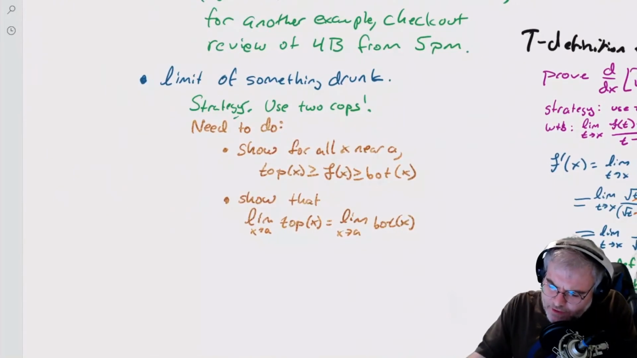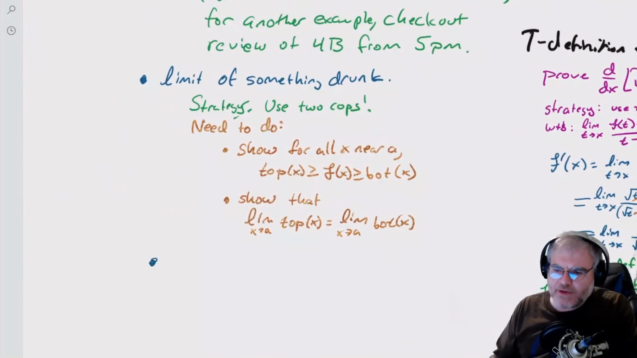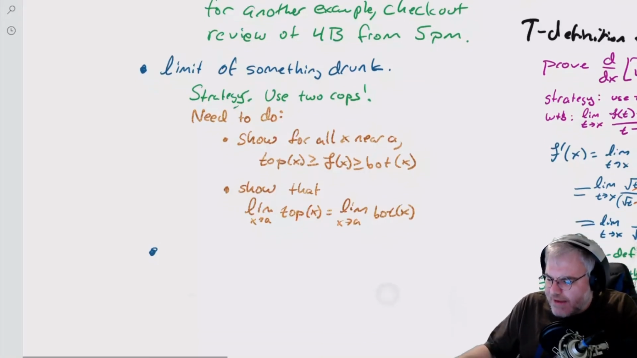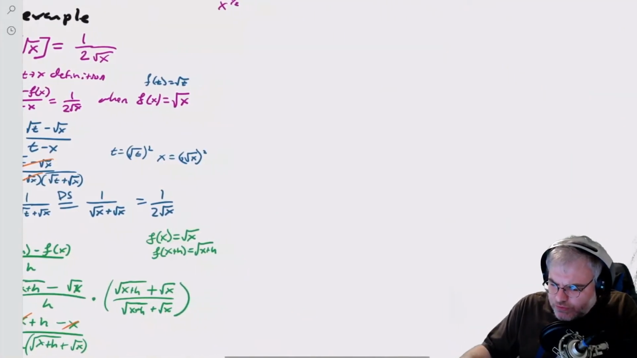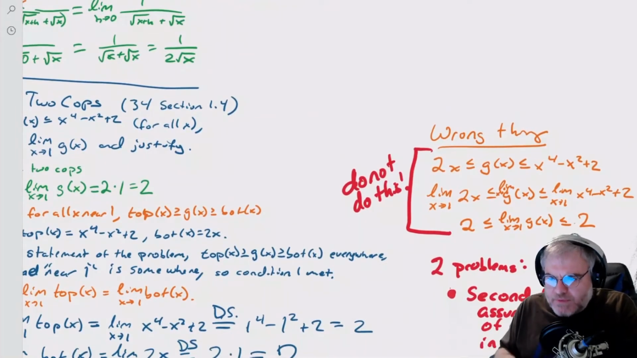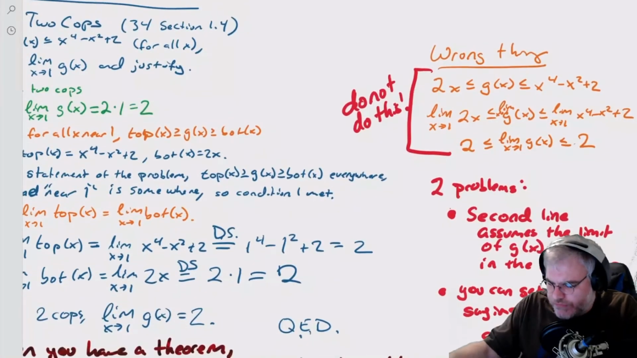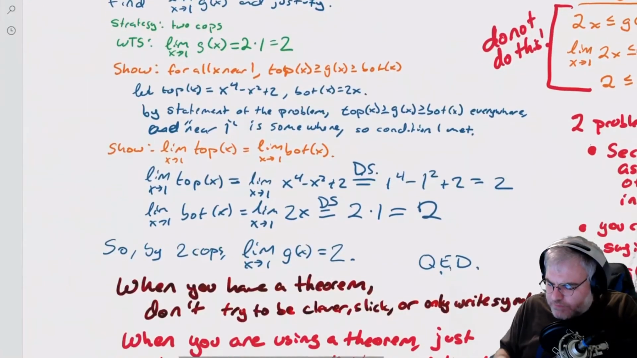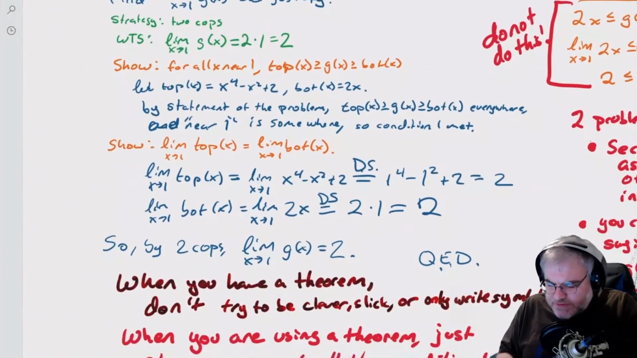All right, the final one. So how do we feel about that? As I said, I don't want to confuse you, and if you feel confused by what I just did, don't do it. The only thing I want you to take from all this is don't do this. There are problems with it. When you have a theorem, don't try to be clever, slick, or only write symbols. Just show that you meet the two conditions. Treat them like a checklist.